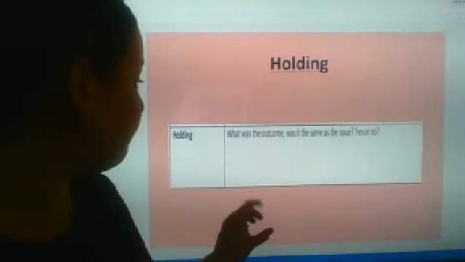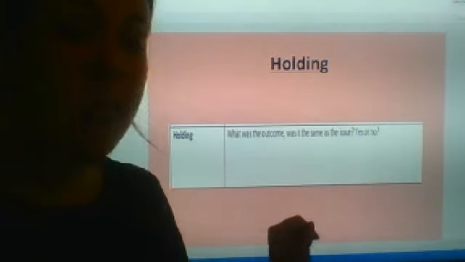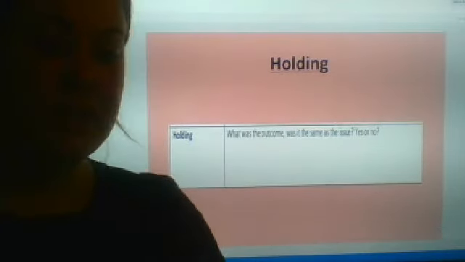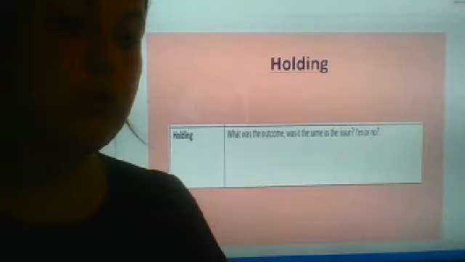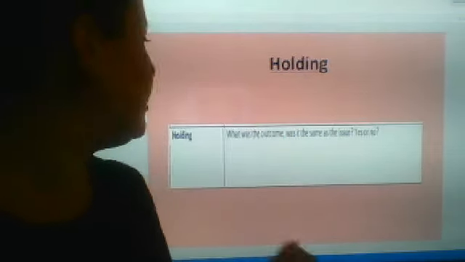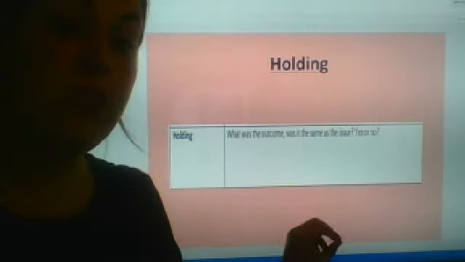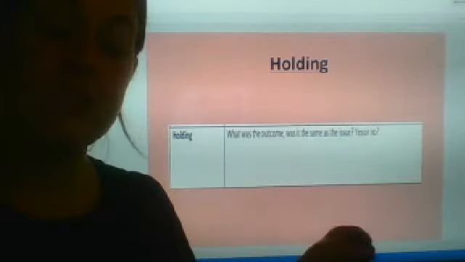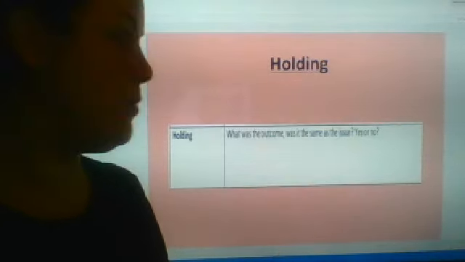During the holding, this describes what the outcome of the trial was. Was it the same issue? Yes or no? Did the issue hold? So say one court decided, yes, the person is responsible. Then here you would put, yes, the court decided that if your dog is in your yard and someone walks into your yard, you are still responsible for your dog biting someone.